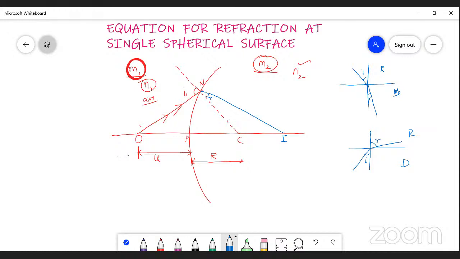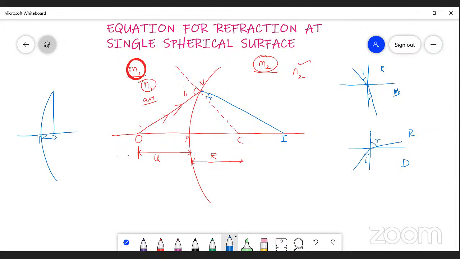This is the object O. The center point of the spherical surface is the pole point, and the straight line passing through the pole is the principal axis. In our convention, all values are measured from the pole point, as in mirrors and lenses also. This is very important. This is the pole.